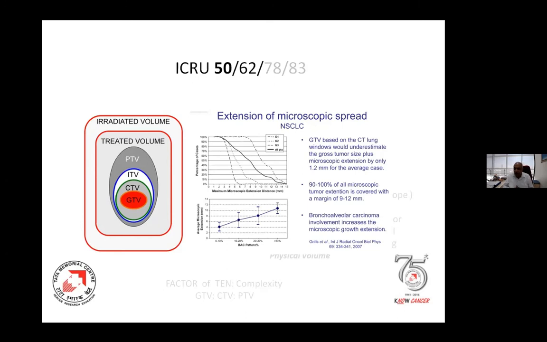Okay? But it is histology sensitive also. Like in the old times, bronchoalveolar carcinoma, now part of the adenocarcinoma, had a much, much greater microscopic extension. So we need to be careful when we are delineating our CTV, even with the expansion, about what the histology is.